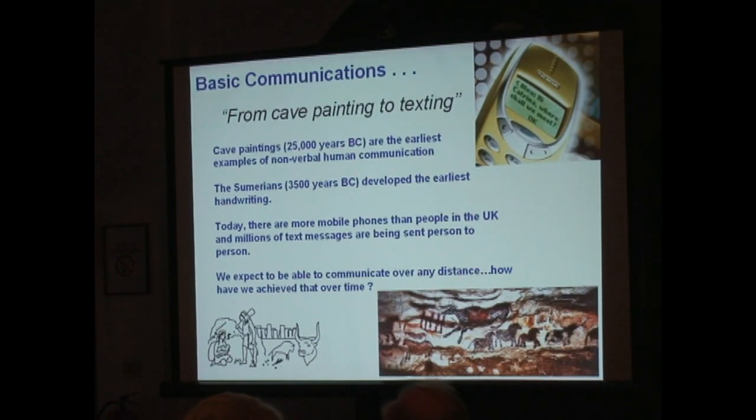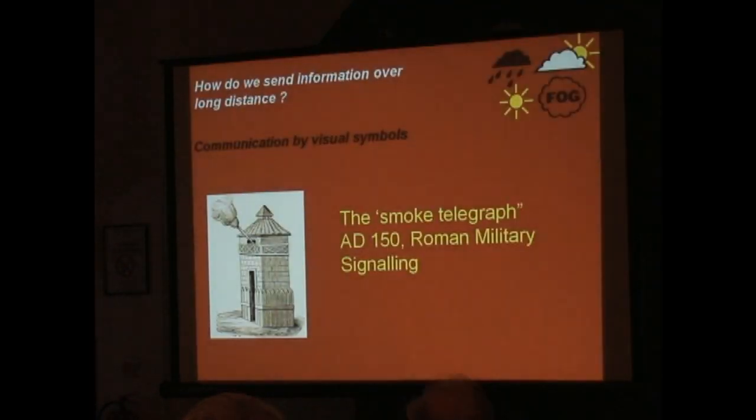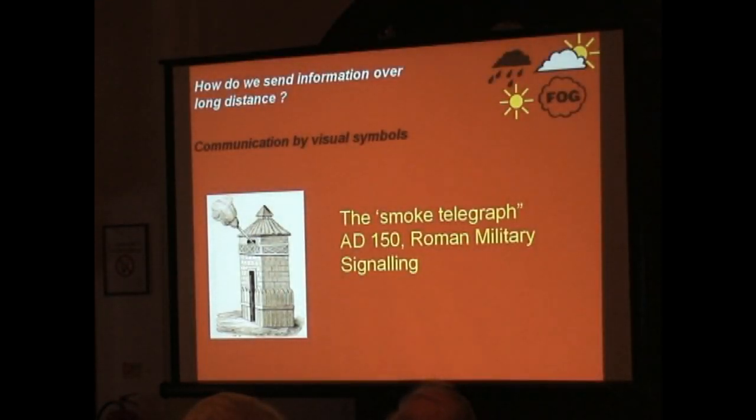And how have we achieved that over time? Let's start the history lesson. Well, it all first started using optical communications techniques. Here are some examples. Visual symbols, the smoke telegraphs around AD 150 used by the Roman military people. We have a lovely demonstration of this. We get kids up and we've got a Roman fort and we've got some simulated Roman torches and we get them sending all sorts of coded information.